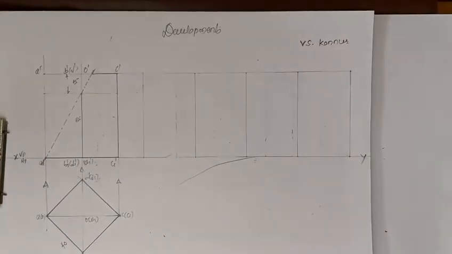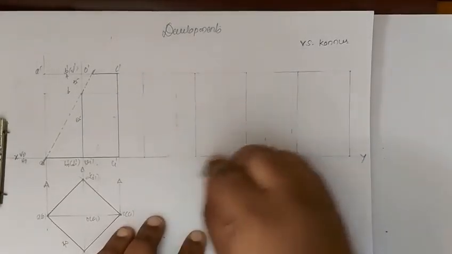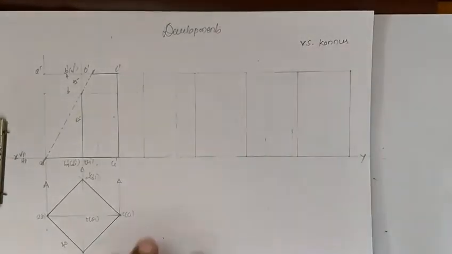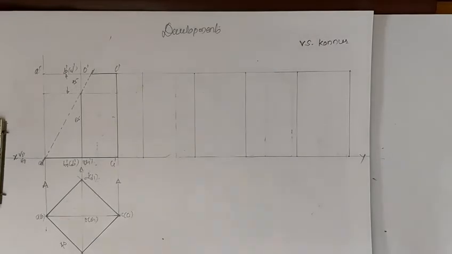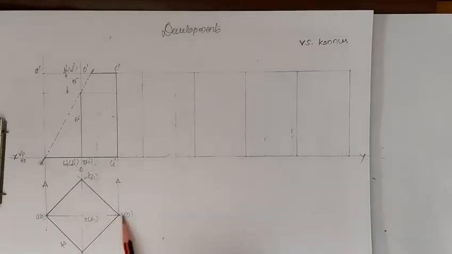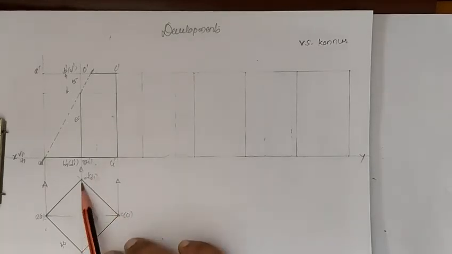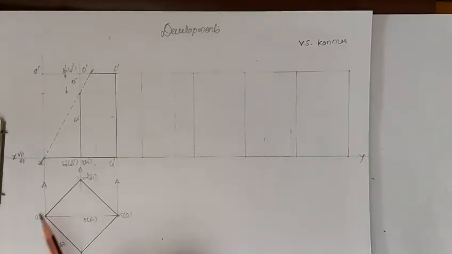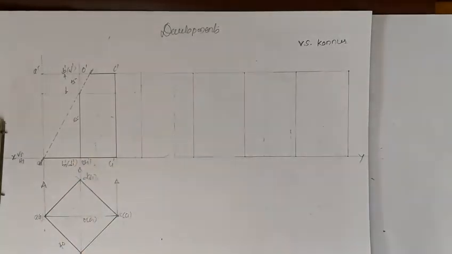Now we'll go for numbering. For numbering, what is the procedure? You have to follow first AA1, then A to B, A1 B1, then BB1, B to C or B1 C1, then CC1, then C to D or C1 to D1, then DD1, then D1 to A1 or D to A. This is how you have to follow the procedure.